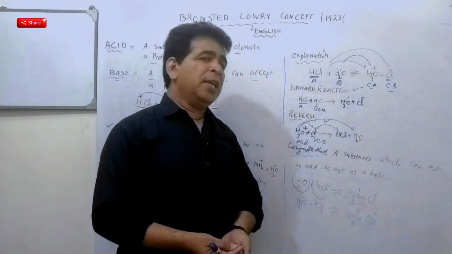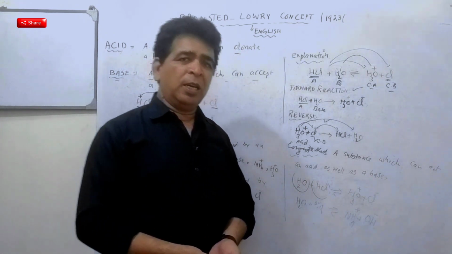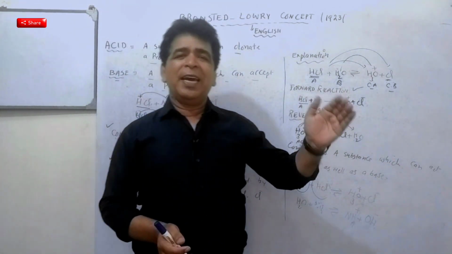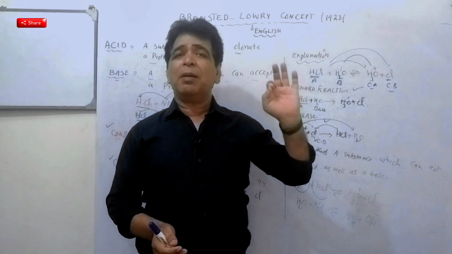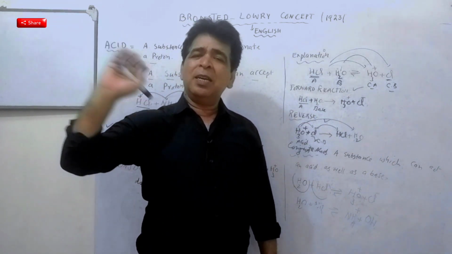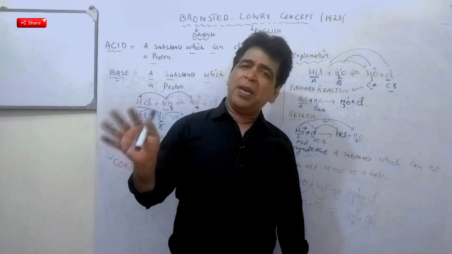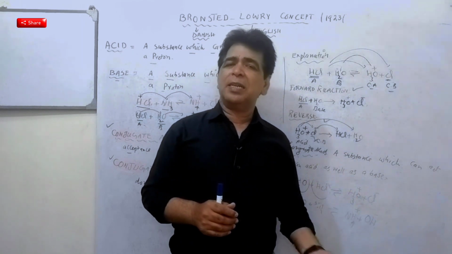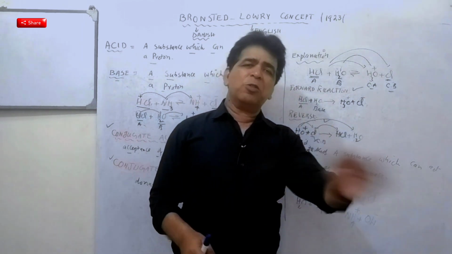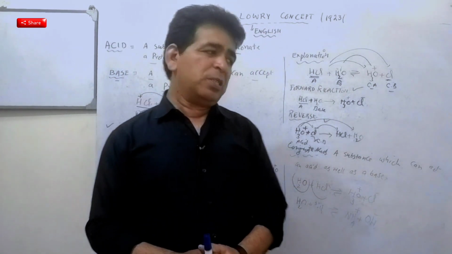Now the next question that is often asked is what are amphoteric species? Amphoteric species, students, are those species which can act as an acid as well as a base. When these species react with an acid, they will act as a base, and when they react with a base, then they will act as an acid. Means they have both properties of acid and base, and those species are usually known as amphoteric species.